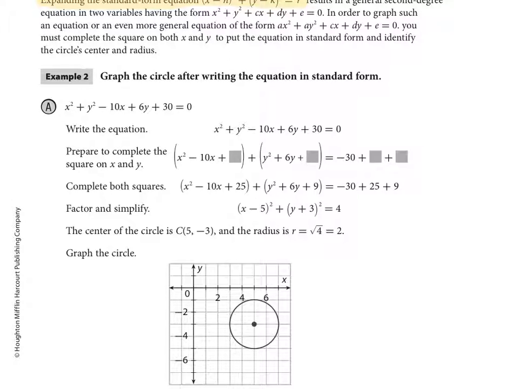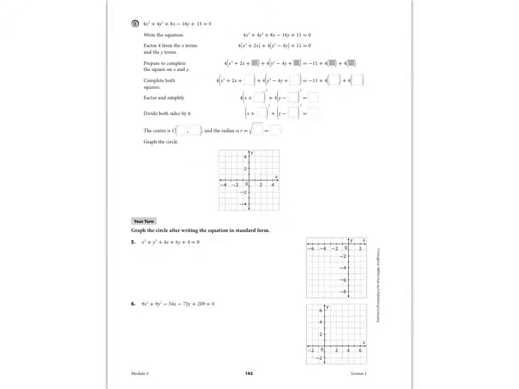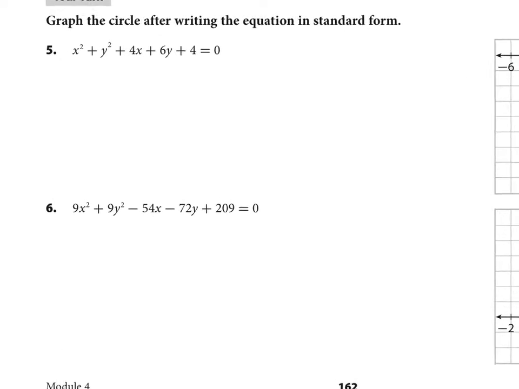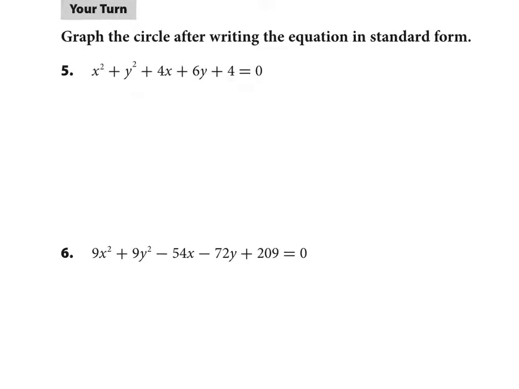So let's try another one. If you'll turn the page to page 62, and we're actually going to jump down here to the bottom, your turn, number 5, and we're going to graph this circle after writing the equation in standard form.